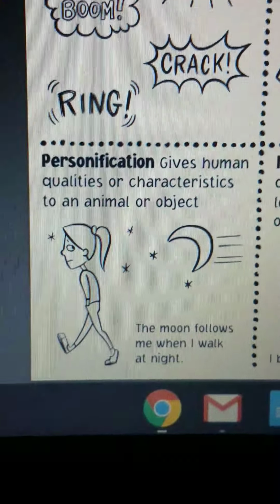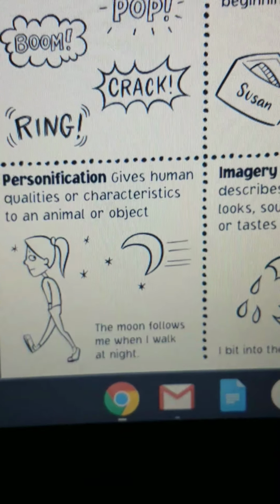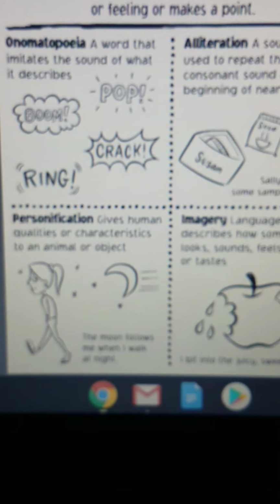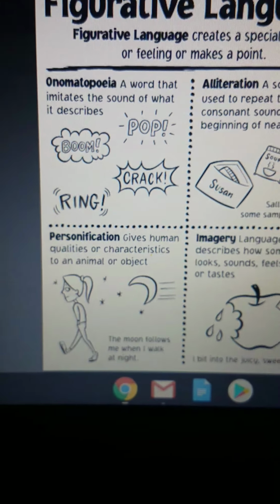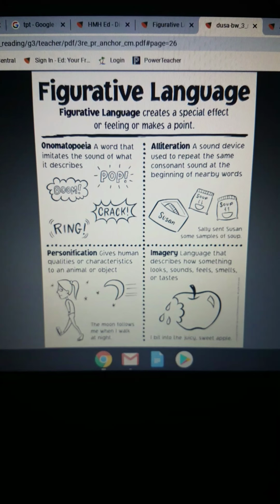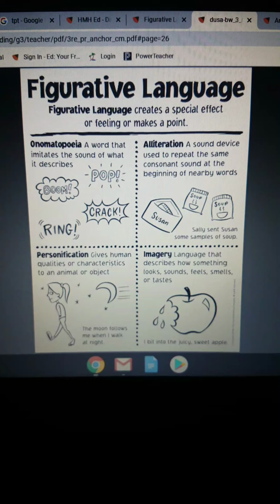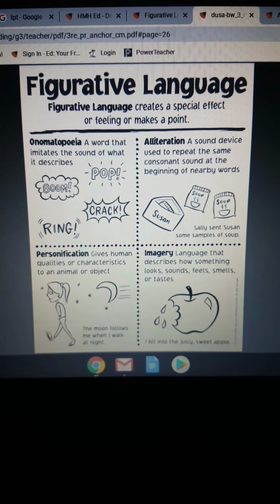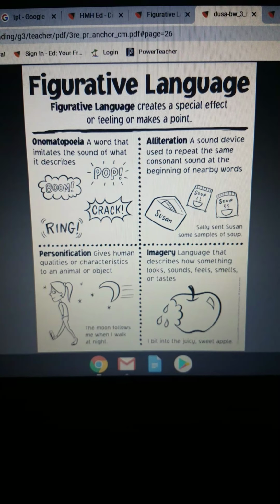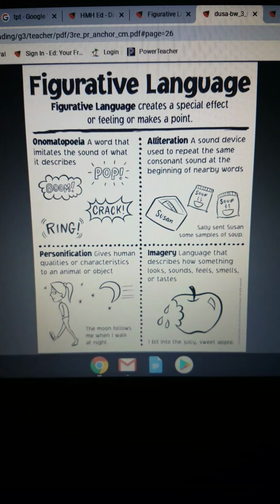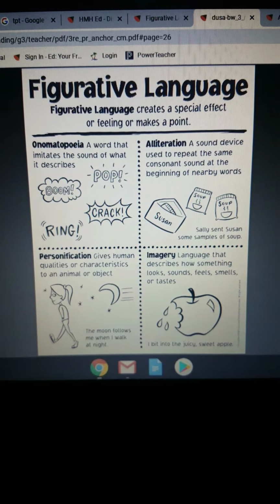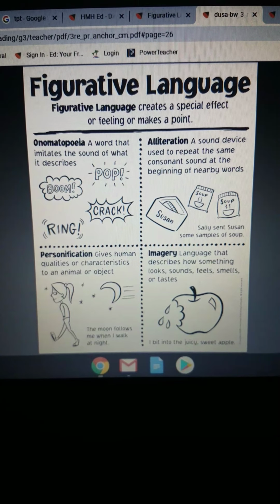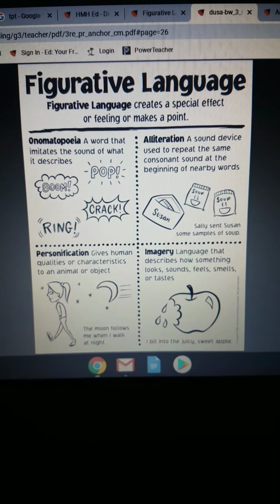So while you're reading Brothers at Bat today, I want you to do me a favor. I'd like for you to practice looking for examples of all of these things, okay? Onomatopoeia, alliteration, personification, and imagery. See if you can find some of these examples while you're reading. You don't have to write them down, but maybe you'll just make a mental note, okay?